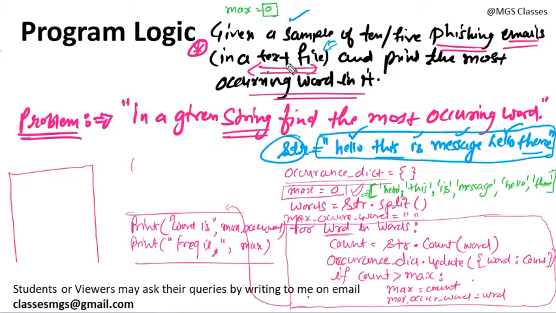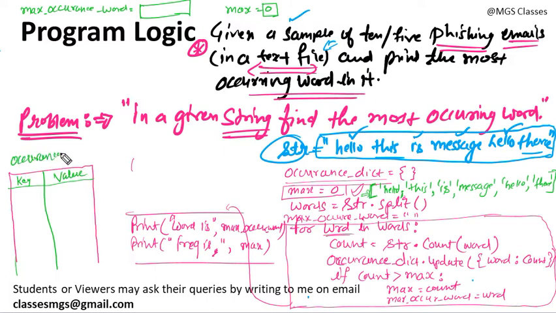Let's try to solve it. And then maximum occurrence word equals to nothing currently, because these are blank. Now the occurrence dictionary is also empty, there is nothing. We will insert the key value pairs here. Initially it will be blank, and its name is occurrence dictionary. It will help you to understand the logic in a better way. Now try to run this for loop.